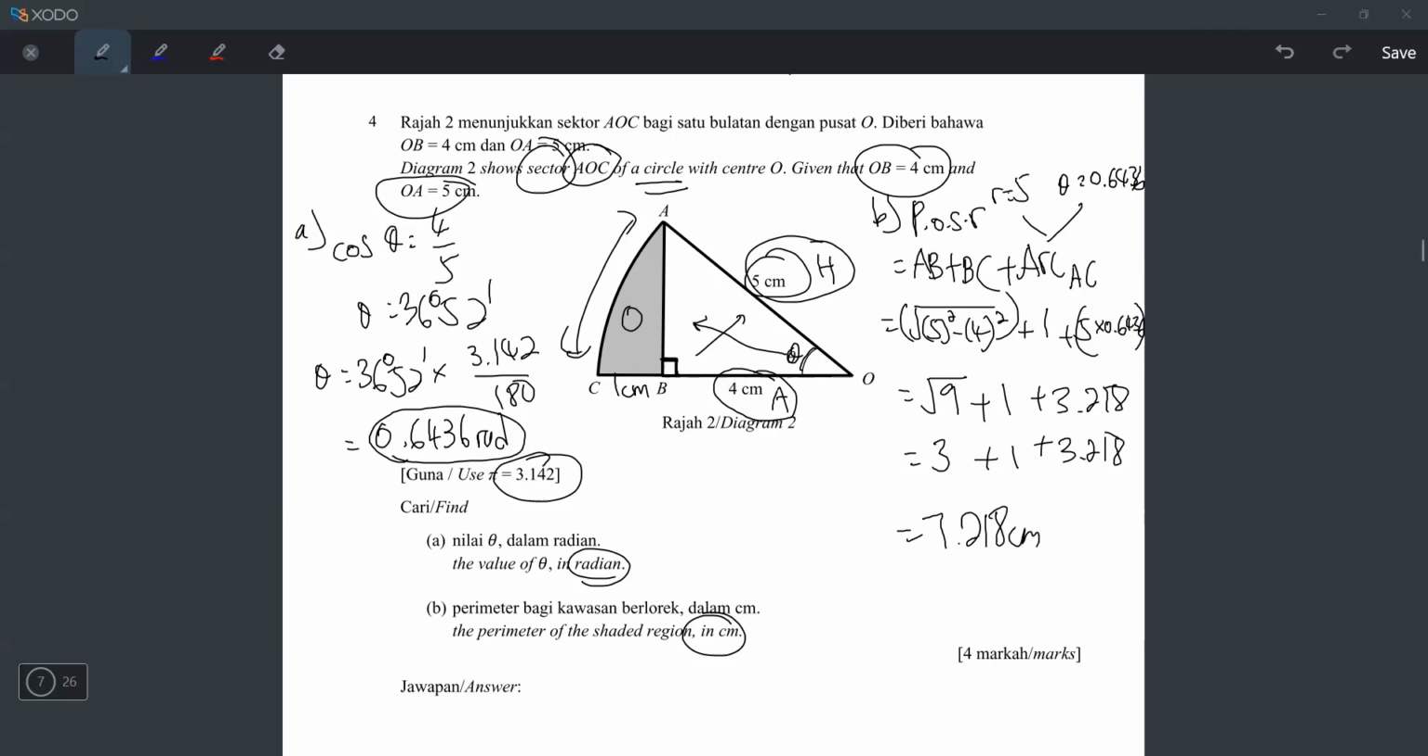Oh, and by the way, you cannot use the length of chord formula for this question because there's no chord. Okay, this is not a chord. A chord is, if I draw like this, then it's a chord. Then only I can use the length of chord formula, which is 2r sine theta over 2. But that is for the length of chord, and there's no chord. That's why you cannot do that.